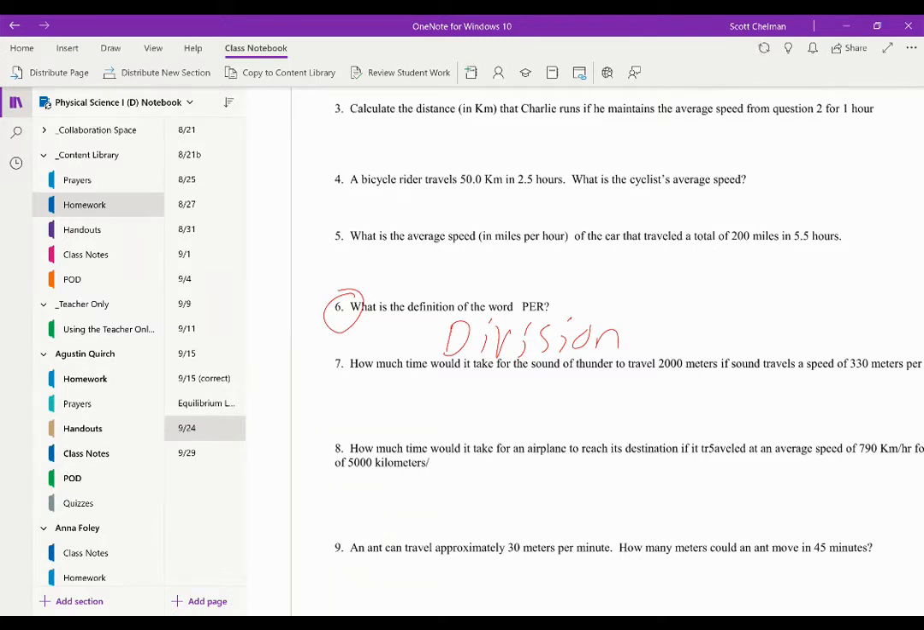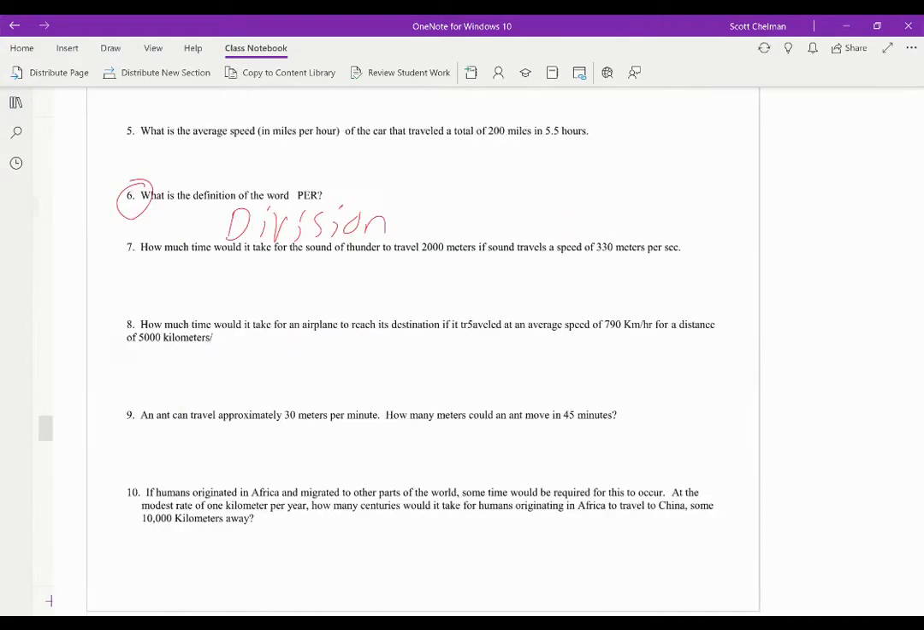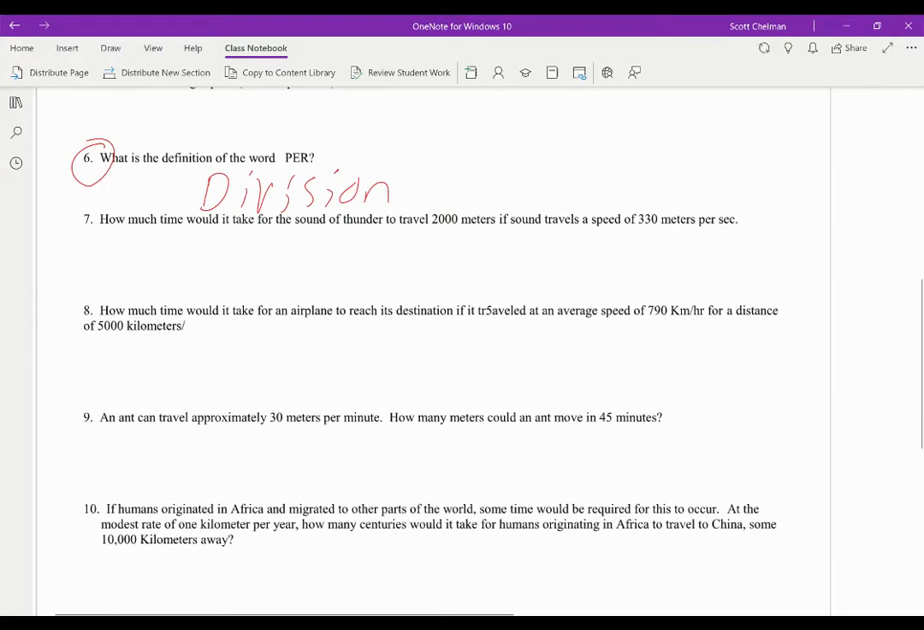So, other than that, how did you all do on the rest of these? Any questions on those? Any ones that you couldn't do, Daniel? You do number 7, please. Number 7? Okay. It says, how much time would it take the sound of thunder to travel 2,000 meters if, and we had the speed before, right? If sound travels at a speed of 330 meters per second.